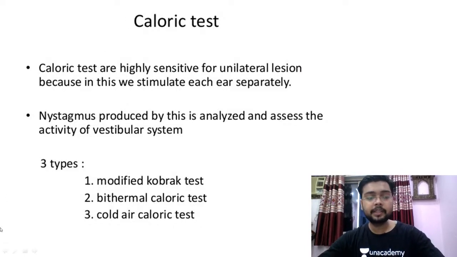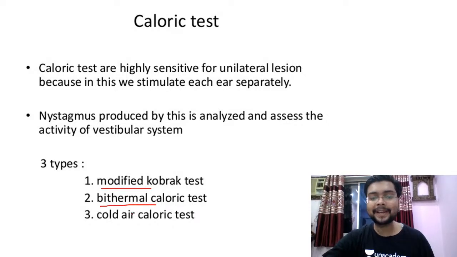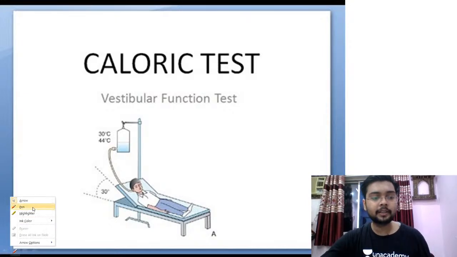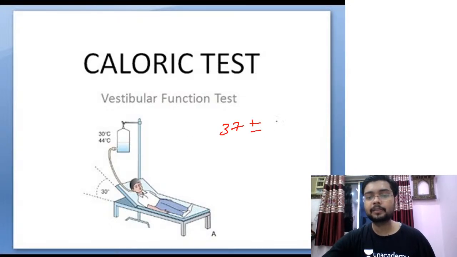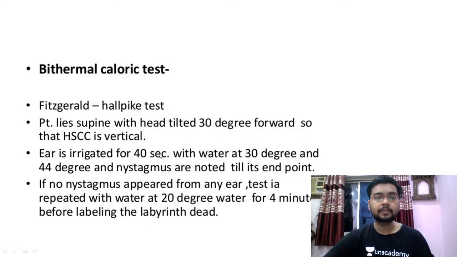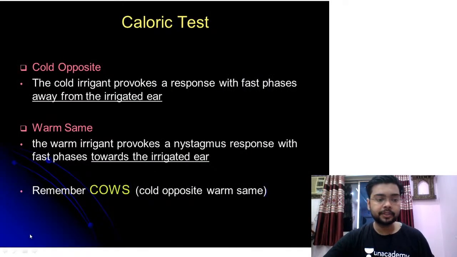So in the caloric test, there are three modes by which you can do it. One is the bithermal caloric test, and the third is the cold air caloric test. The bithermal caloric test is the most commonly done test, where you take water at 37 plus minus 7 degrees Celsius. That means you take both hot water and cold water. So hot water will be 37 plus 7, that is 44 degrees Celsius, and cold water will be 37 minus 7, that is 30 degrees Celsius, right? So it is your Fitzgerald-Hallpike test.